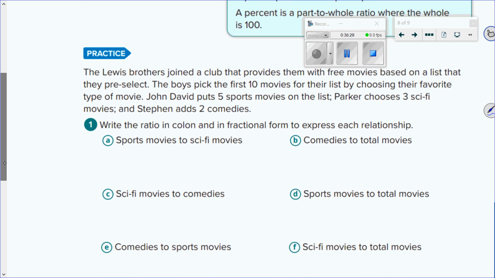So practice. Here's where I get a little more complex because they've given you a lot of numbers. If you will follow me and mark your text, I'm about to make this way easier for you. So the Lewis brothers joined a club. They provide free movies on a list they pre-select. So they get the first 10 movies from their list by choosing their favorite type. John David puts 5 sports movies. Parker chooses 3 sci-fi. And Stephen adds 2 comedies. Write the ratio in colon and fractional form.